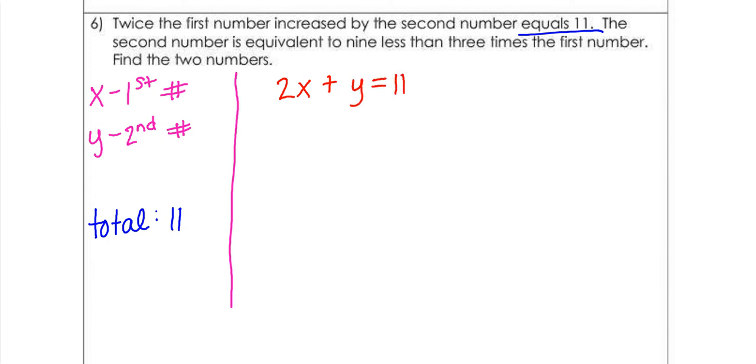Now it says the second number is. So y is, remember, means equal. The second number is equivalent to, so that helps you out as well too, equivalent to 9 less than, don't forget that that does change your order, so it's minus 9, 3 times the first number, so 3x.